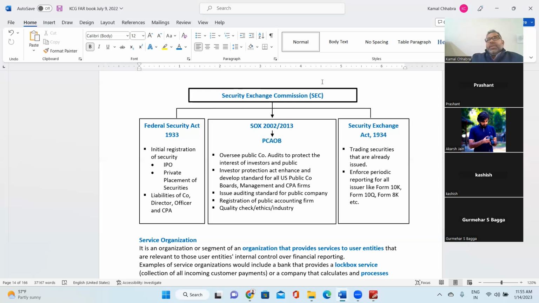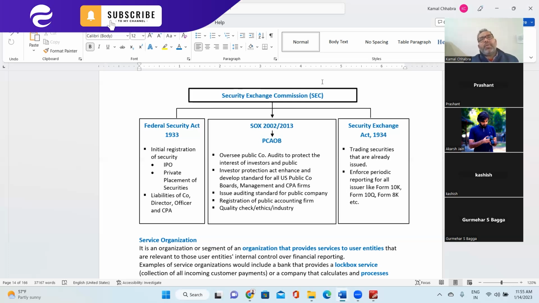So the Securities Exchange Act of 1934 is applicable to companies whose stocks are being traded on the stock exchange, and they need to submit certain mandatory information on a periodic basis to the public at large as well as to the SEC, which includes 10-K, 10-Q, and 8-K forms, right?